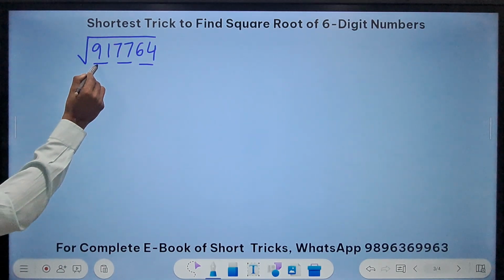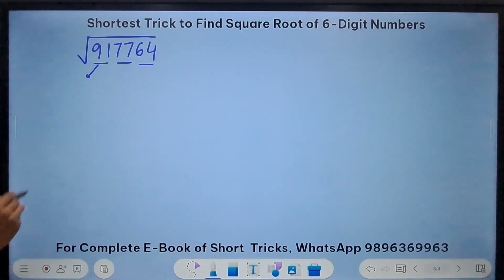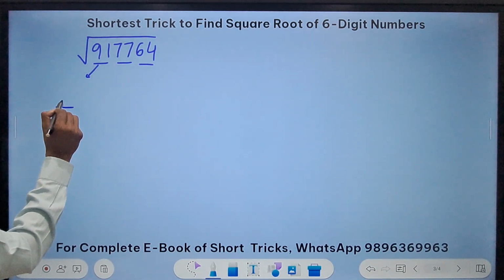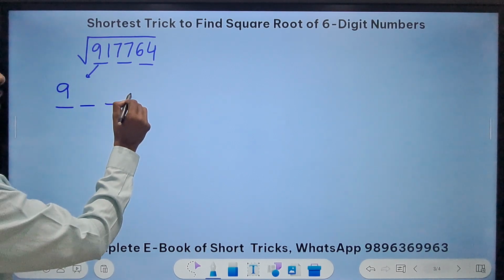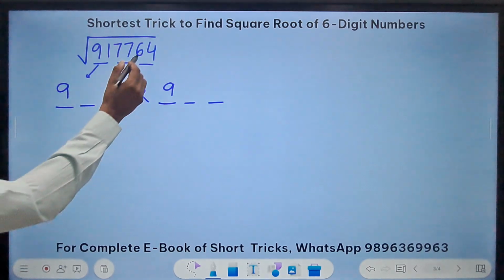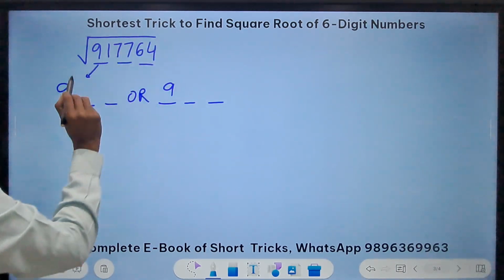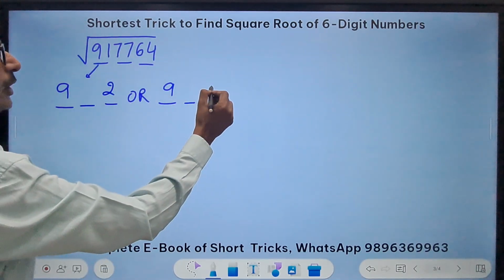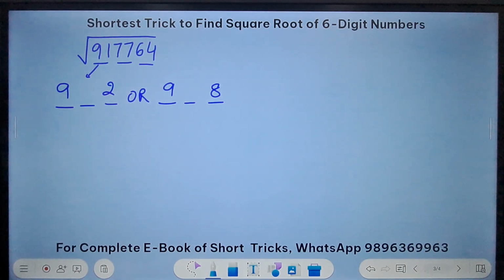91 is very close to 9 square, 81. So my answer is going to start with a 9, or 9 and 2 more digits. The last pair ends in 4. So 2 square ends in 4, or 8 square ends in 4.